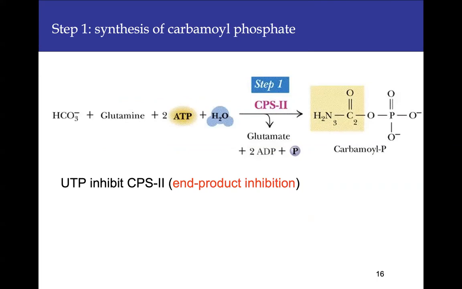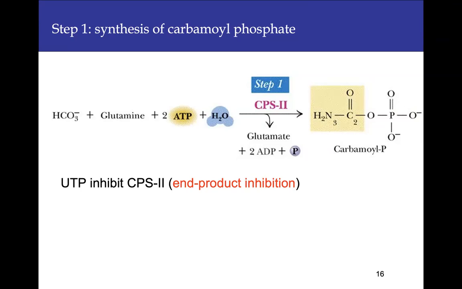If you guys haven't done the urea cycle lecture yet, I definitely recommend going over that, just so you understand what the function of CPS1 is. CPS2, on the other hand, is used in the pyrimidine synthesis process. And of course, it is the rate limiting step.